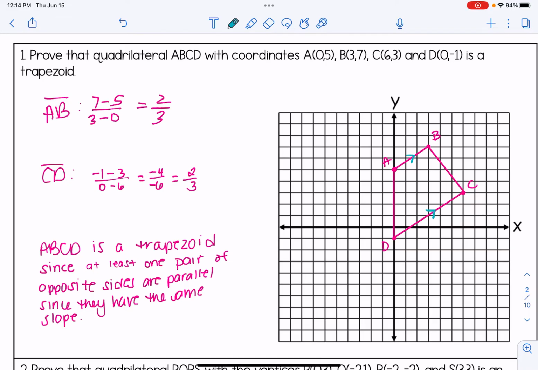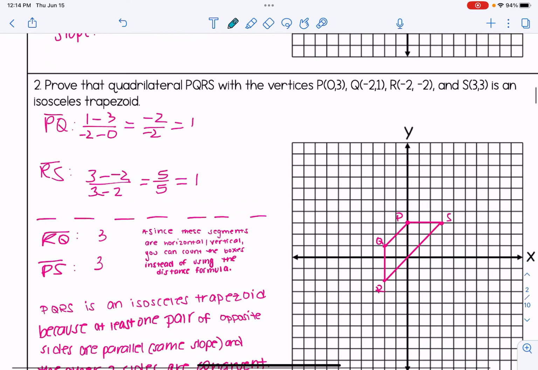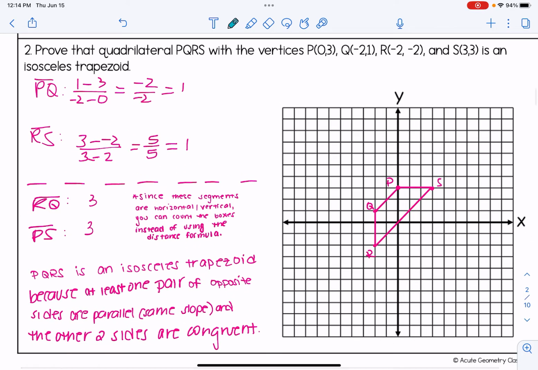Let's take a look at one that would be an isosceles trapezoid. So again, I have gone ahead and graphed the picture. I can see that it looks like segment PQ and RS should be the parallel sides, and that QR and PS are going to be the congruent sides.